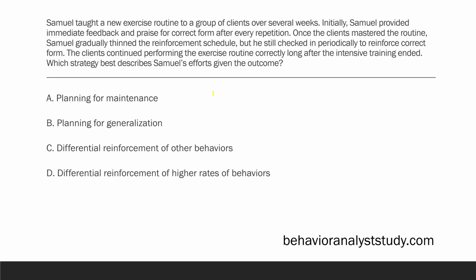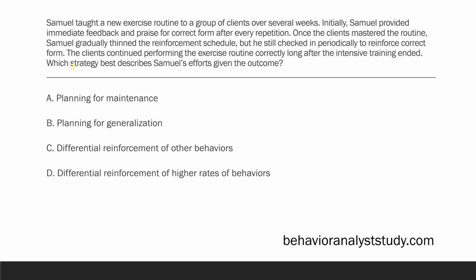Samuel taught a new exercise routine to a group of clients over several weeks. Initially, Samuel provided immediate feedback and praise for correct form after every repetition. Once the clients mastered the routine, Samuel gradually thinned the reinforcement schedule, but he still checked in periodically to reinforce correct form. The clients continued performing the exercise routine correctly long after the intensive training ended. What strategy best describes Samuel's efforts given the outcome?